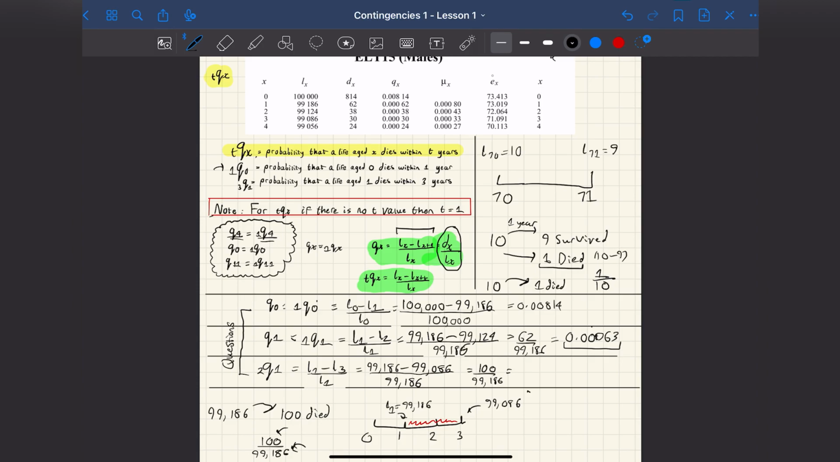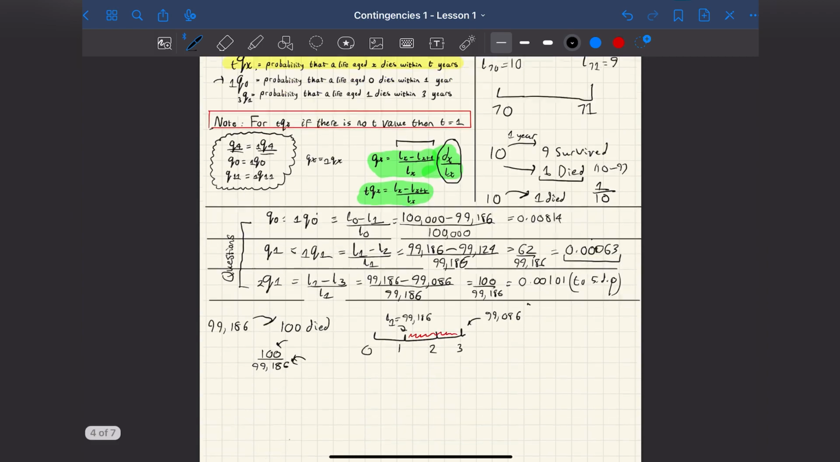And you should get this to be 0.00010 to 5 decimal places. So I hope that's given you a better understanding of how to calculate TQX, and we're now going to move on to TPX.